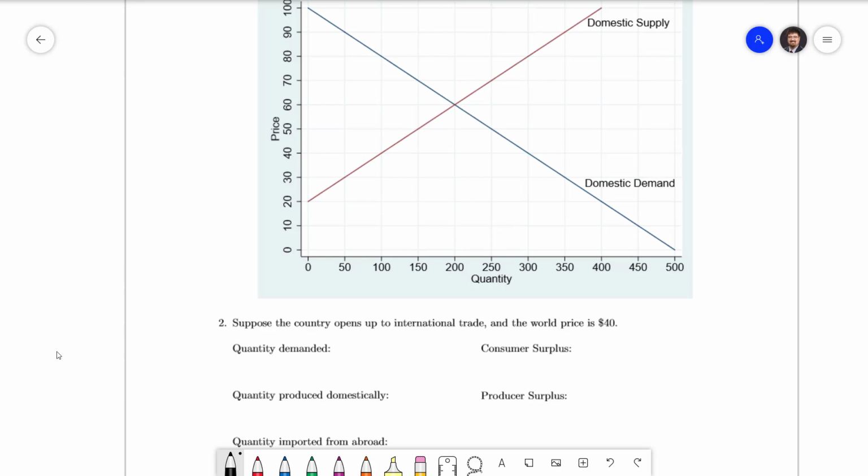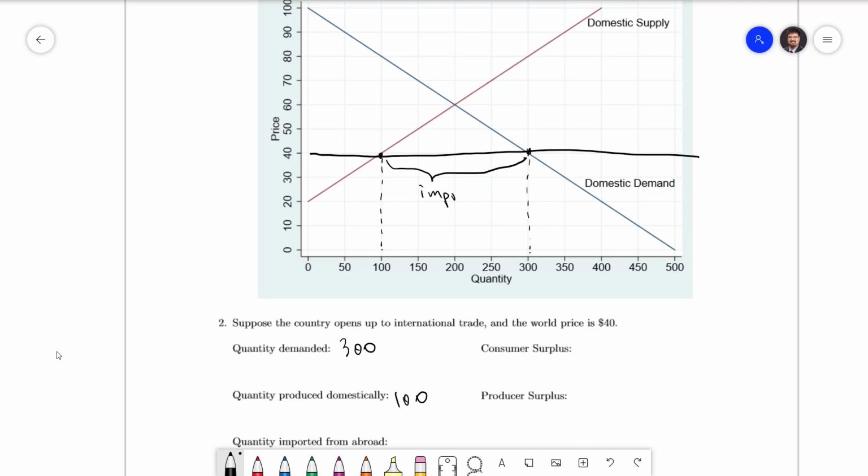For the next part, we are going to assume the country opens to international trade and the world price is 40. I'm going to draw a horizontal line across the graph at the world price. That's going to tell us what the domestic quantity supplied is going to be, 100. Domestic quantity demanded of 300. The difference is going to be the amount imported. That will be 200.